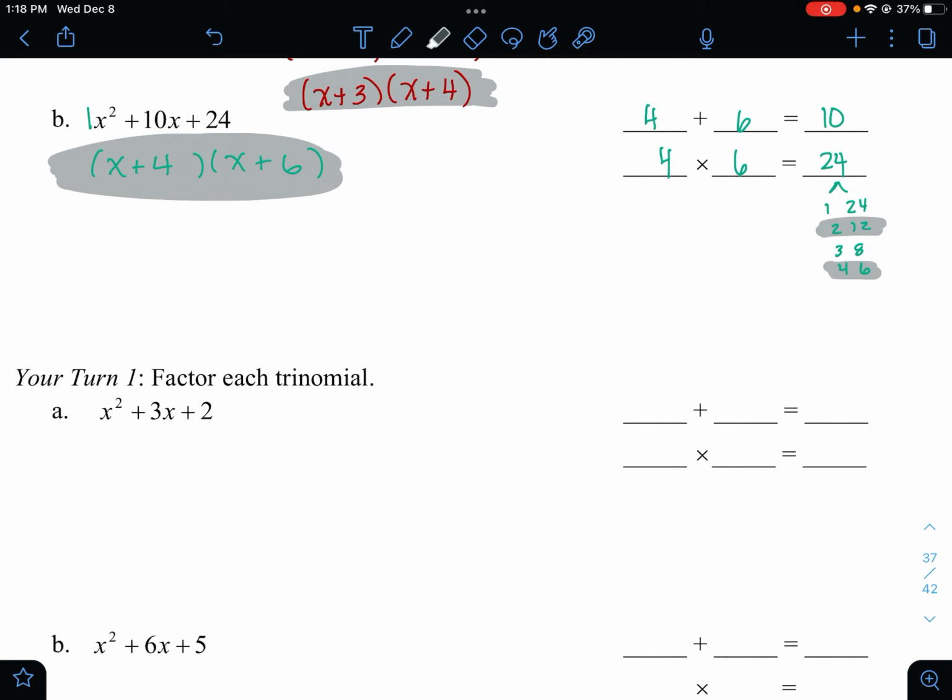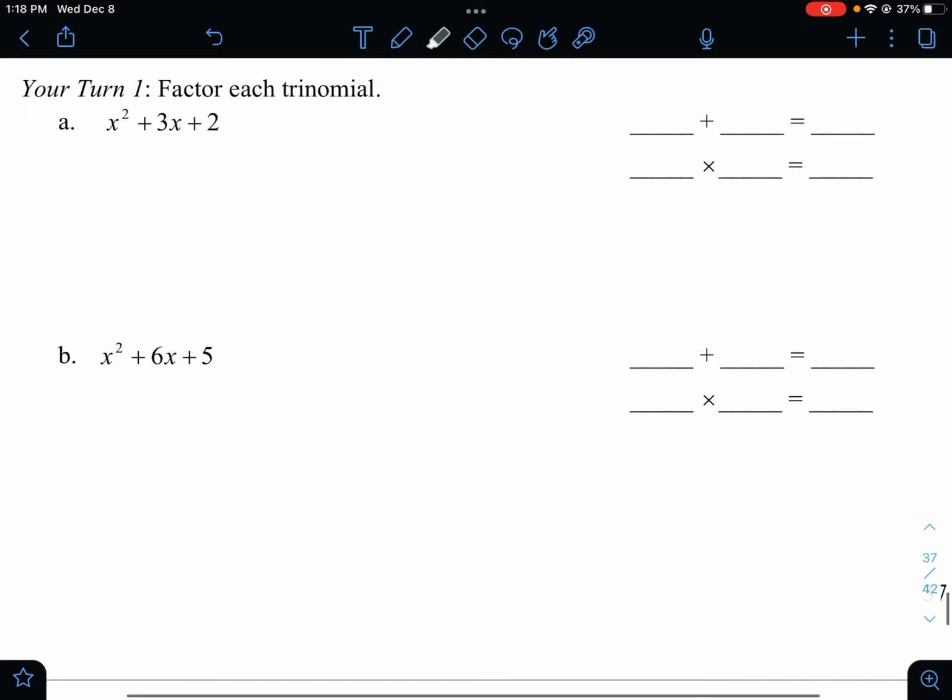Now, how do you think you could check this? I know you're all sitting in your head saying, oh, we could FOIL it, Miss Egger. And then once you do that, you would end up getting x squared plus 10x plus 24. All right. Take a moment, try these 2 your turns, and then come back and double check your answers.